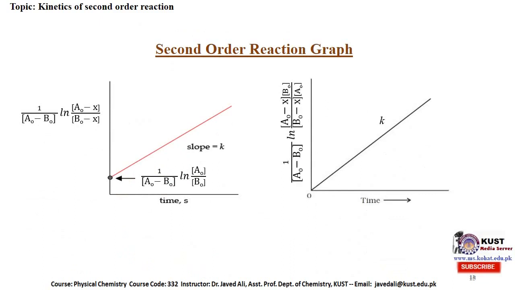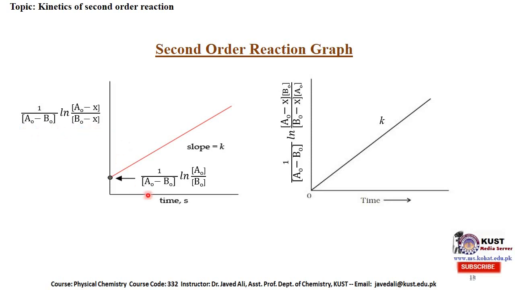So, second order reactions graph, as we already discussed: when we plot 1 divided by a naught minus b naught log a naught minus x divided by b naught minus x versus t, we will get a straight line equation with slope k, and the intercept will be equal to 1 divided by a naught minus b naught log a naught divided by b naught. This is one of the important determination methods for second order reaction.